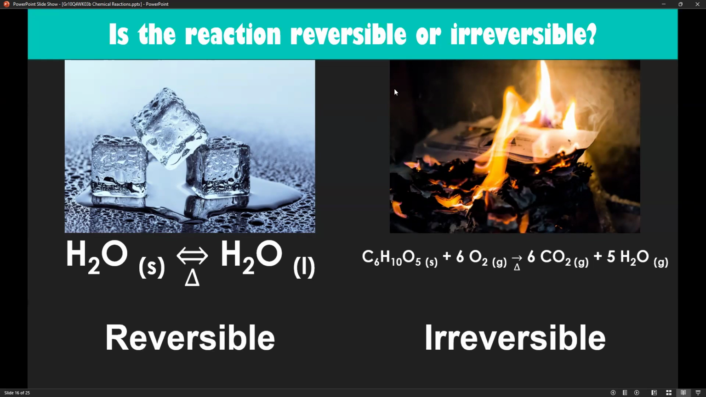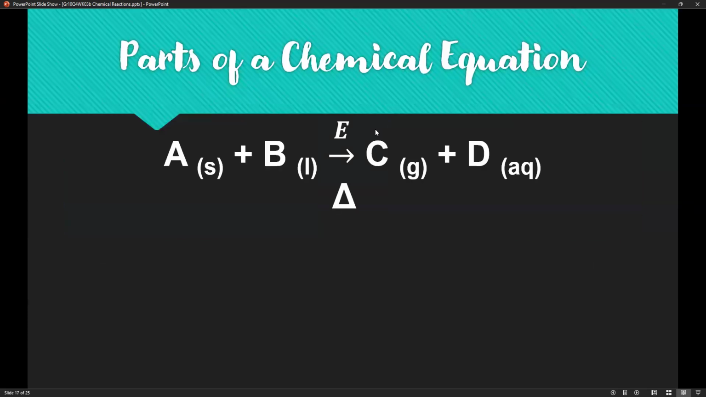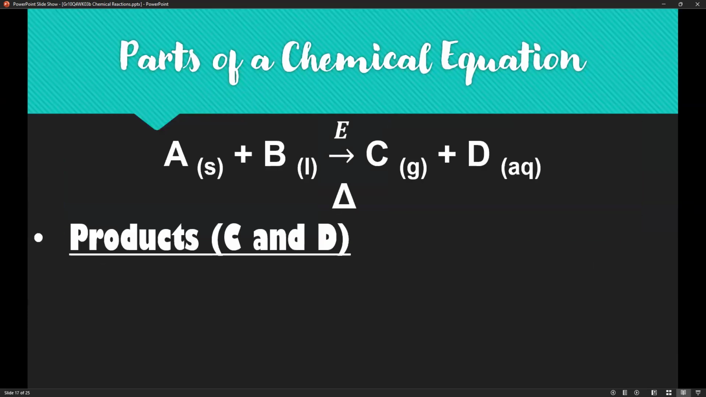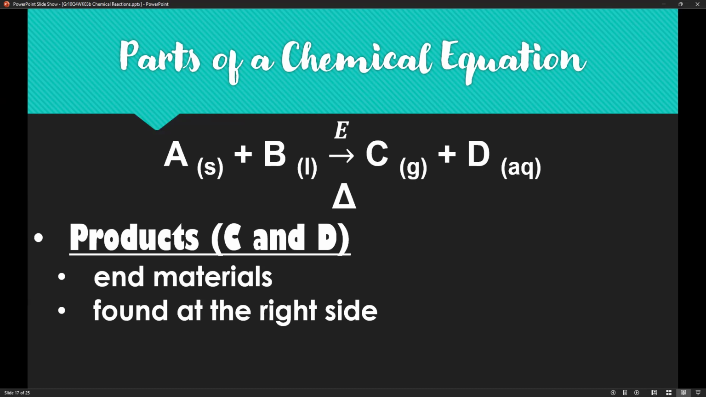Okay? If you have reactants as our starting materials found on the left side of the arrow, what do you call the ending materials found on the right side of the arrow? So here we have C and D, we call them the products. Products are the end materials. These are the reagents that we're most interested in, kasi yun yung target reagents natin in the reaction. And as I mentioned earlier, they are found at the right side of the arrow.